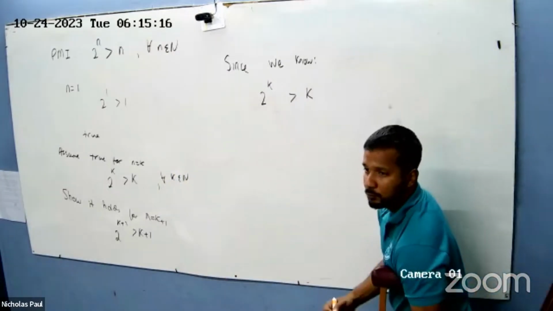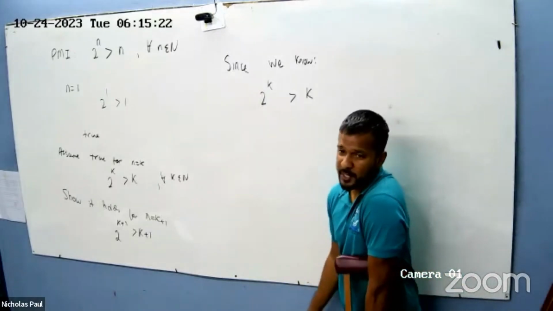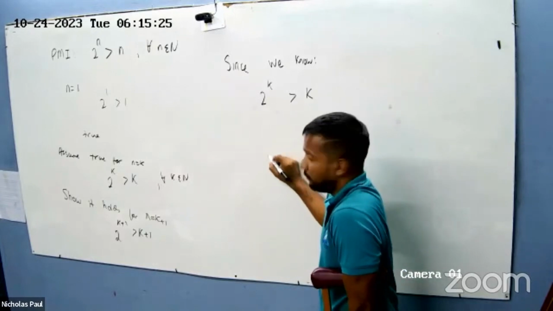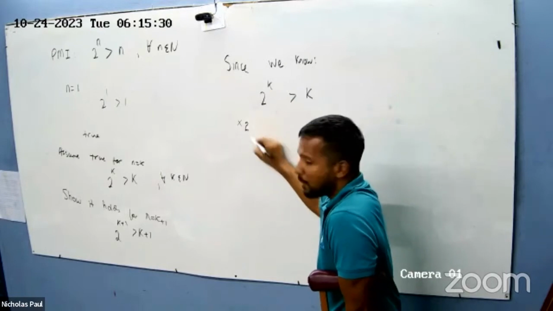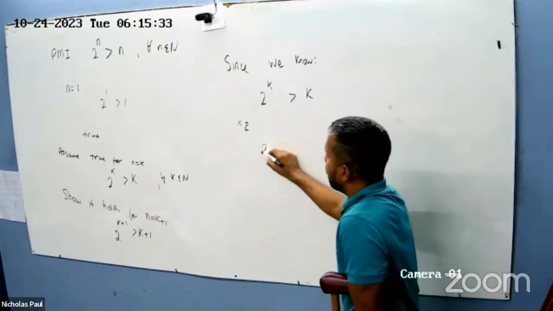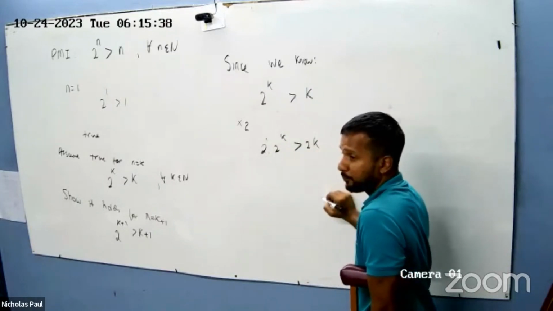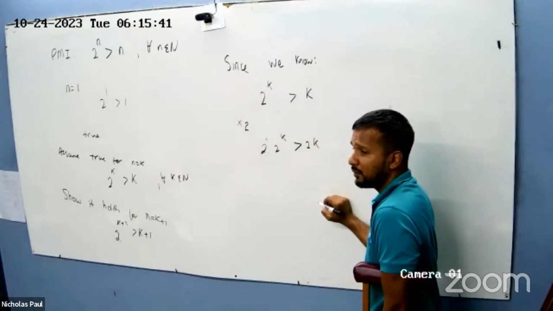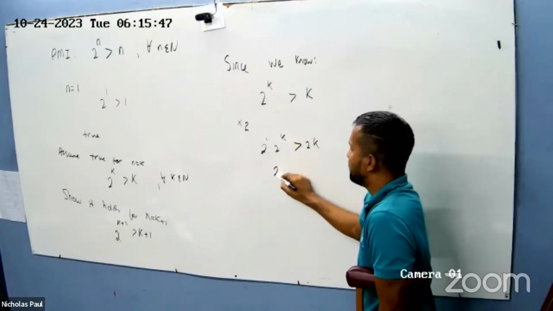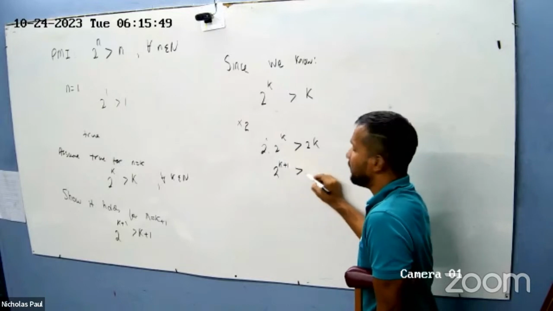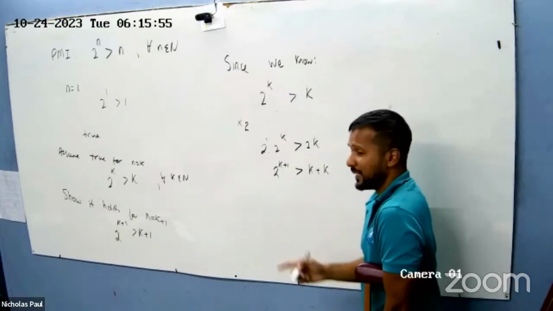So you want to get 2 to the k plus 1, right? So one of the options is what? Multiply by 2. So let's try to multiply by 2 and see what will happen. You'll get 2 to the 1 times 2 to the k is more than 2k. That's okay? 2 to the k plus 1 is more than 2k, which is really k plus k, right? Is that the answer?